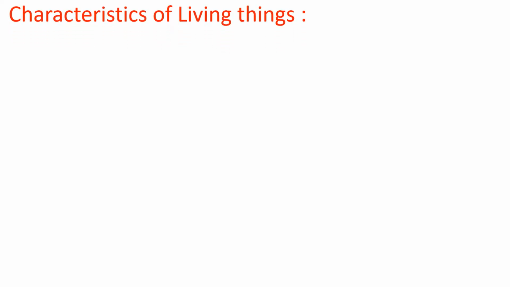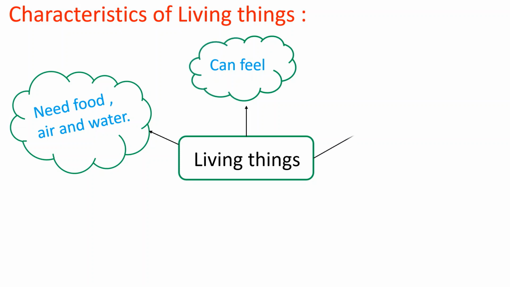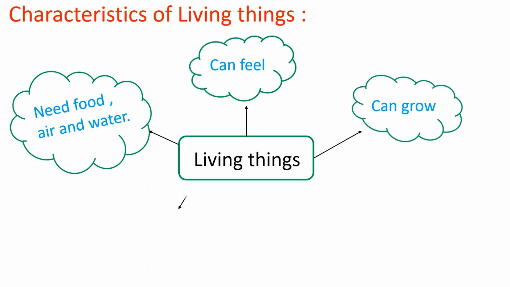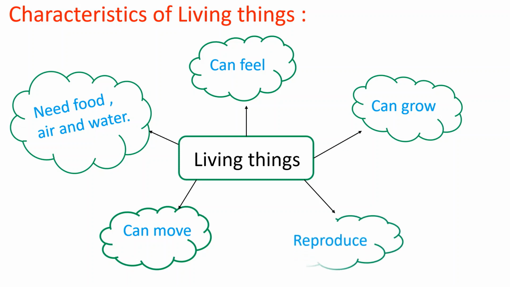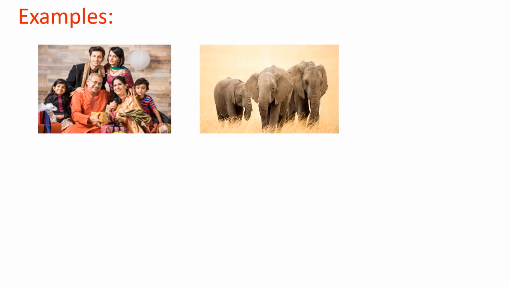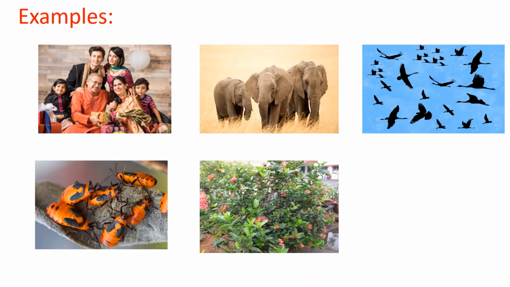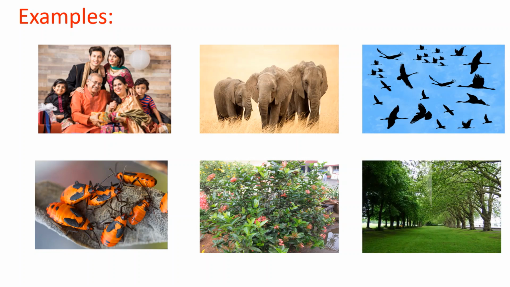Now let's see the characteristics of living things. Living things need food, air and water. Living things can feel. They can grow. Living things can move on their own and they reproduce. They give birth to their young ones. Examples: human beings, animals, birds, insects, plants and trees.